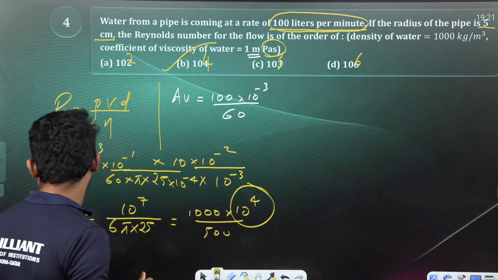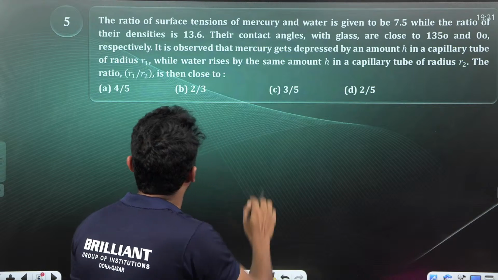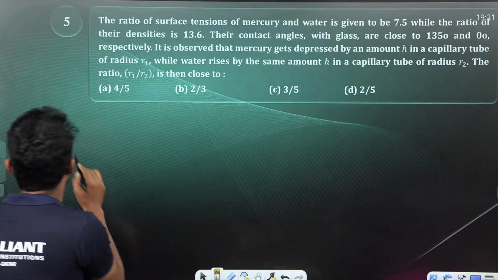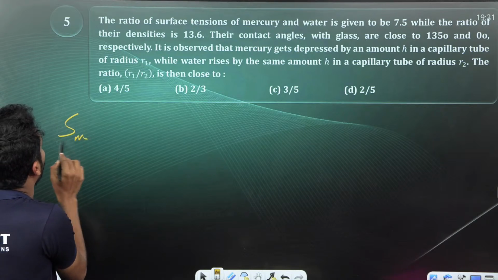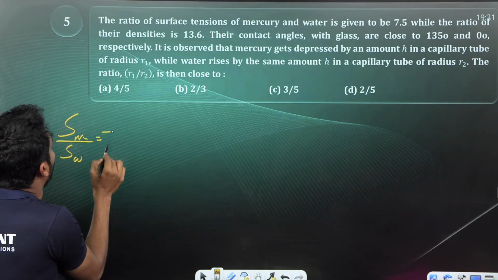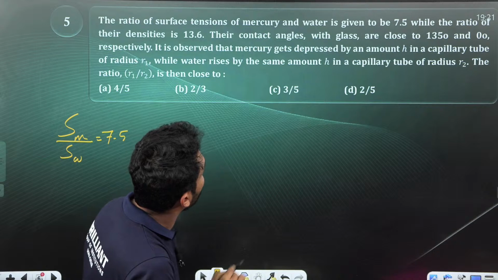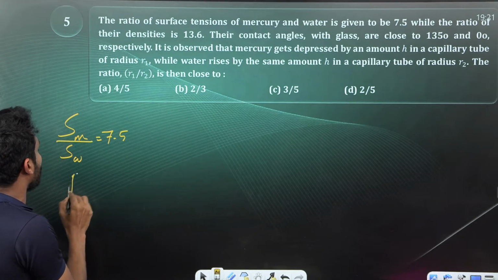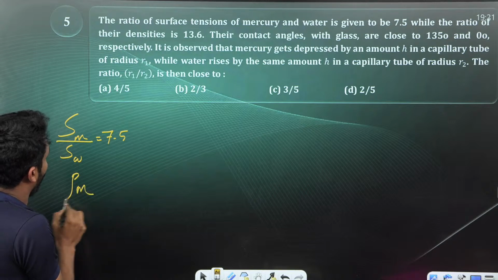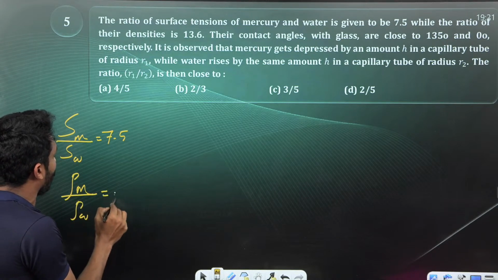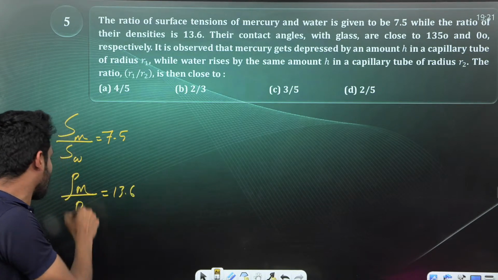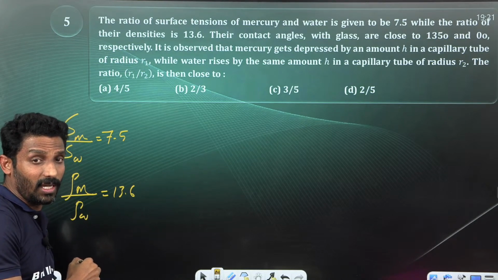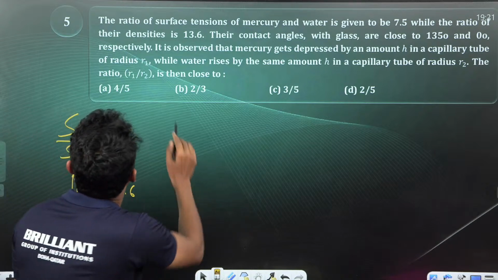The next one: the ratio of surface tensions of mercury and water is given to be 7.5. The surface tension of mercury divided by the surface tension of water is 7.5. While the ratio of their densities is 13.6. Density of mercury divided by density of water is 13.6. This is also called relative density, or specific gravity. There is another term.